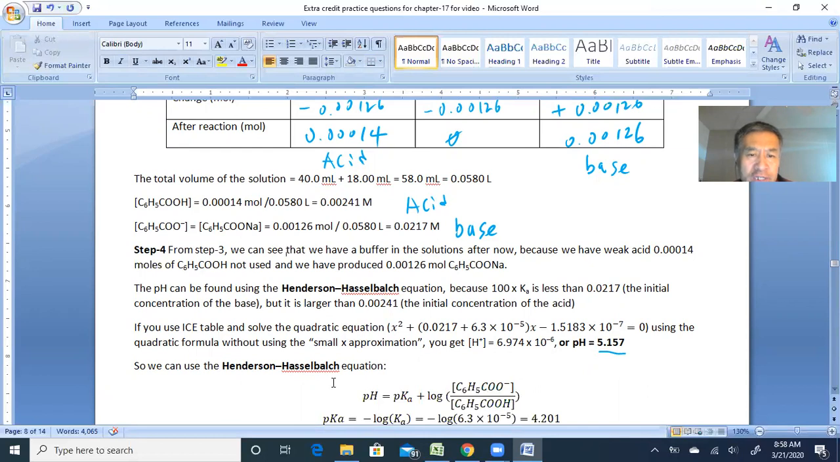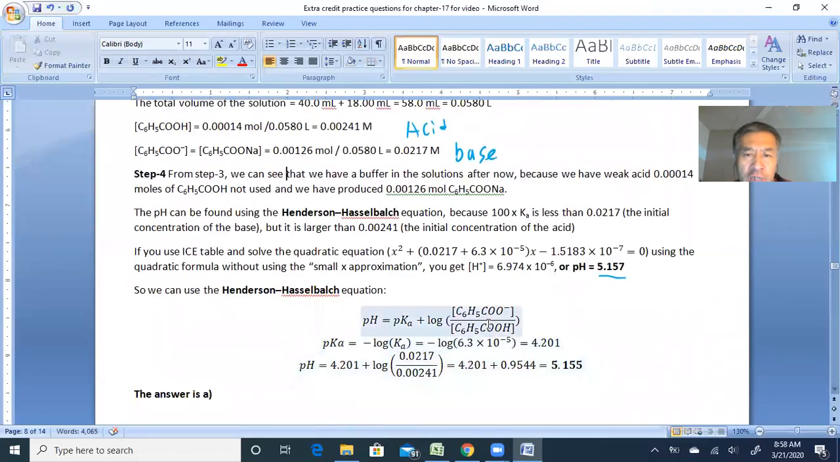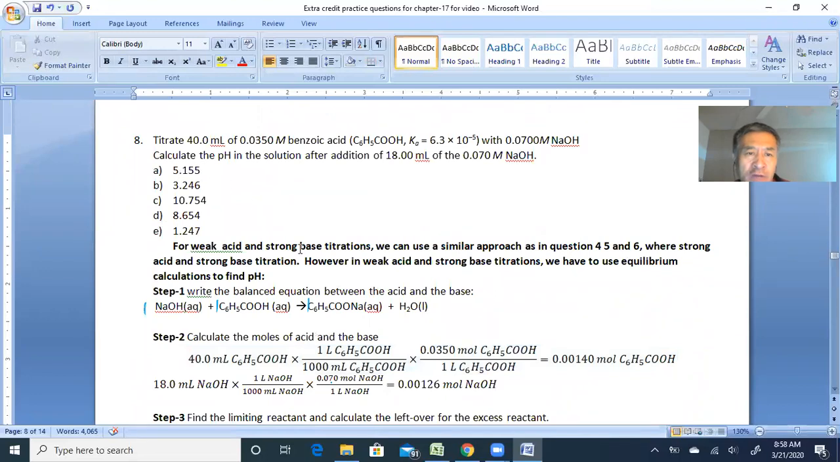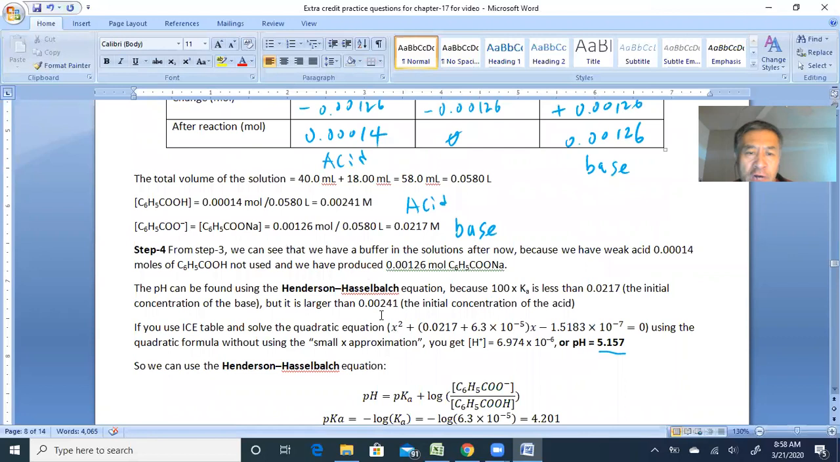If I use the Henderson-Hasselbalch equation, I plug in the molarities of the base and acid, and get the pKa by using the Ka. This is the Ka for benzoic acid. I get 5.155. So the answer A is 5.155, because, as I said, for our class, when we have a problem of finding the pH for a buffer, we can just use Henderson-Hasselbalch.